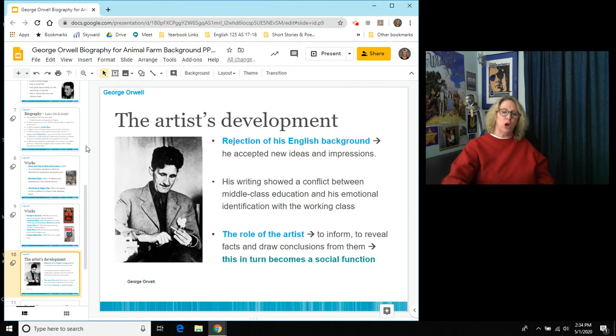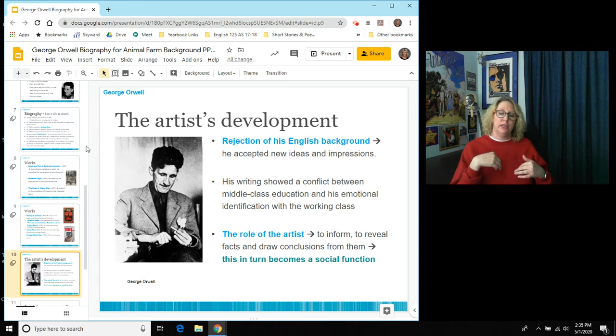So, as far as his artistic development as a writer, as his English background, he wanted to experience new ideas, new impressions of things that were happening around the world, globally, socially, right? And so his writings, especially with 1984 and especially with Animal Farm, show conflicts between his middle class education, but also identifying with the working class, these guys that were working either in mines or in factories, working with your hands, working on farms, that kind of thing.